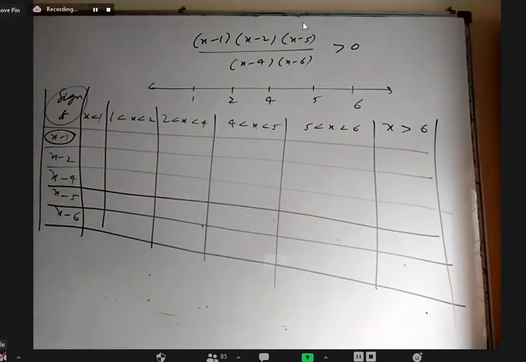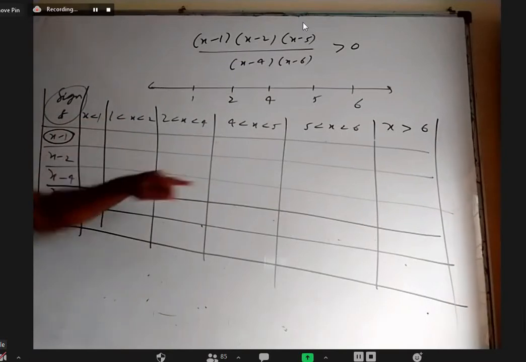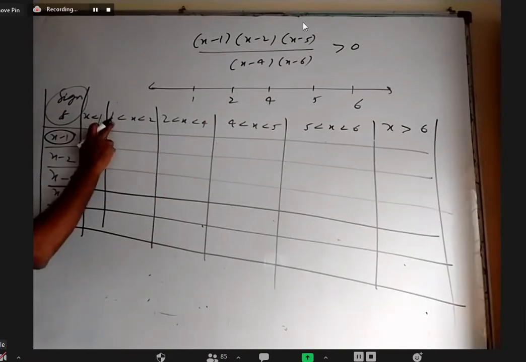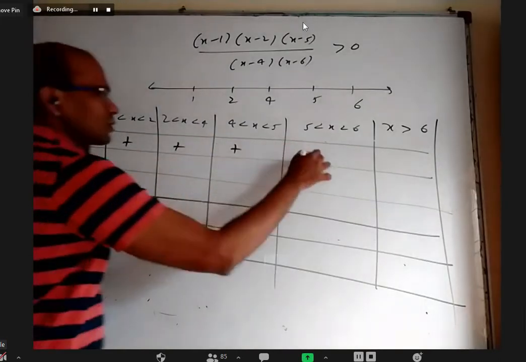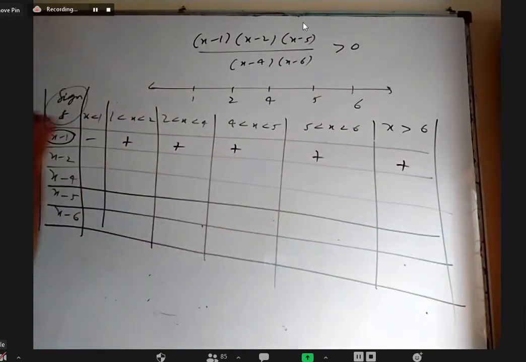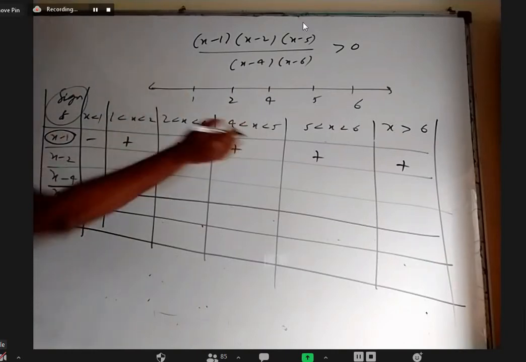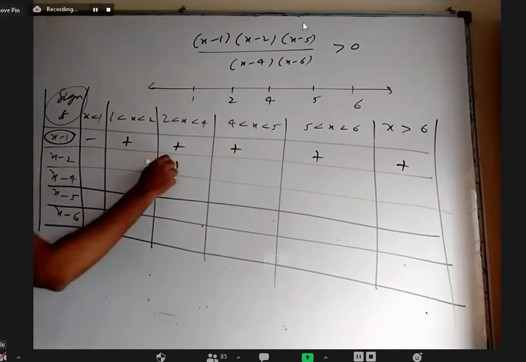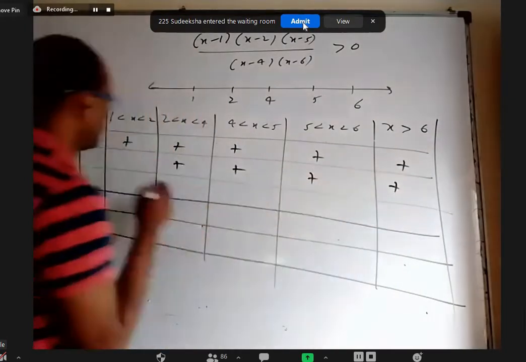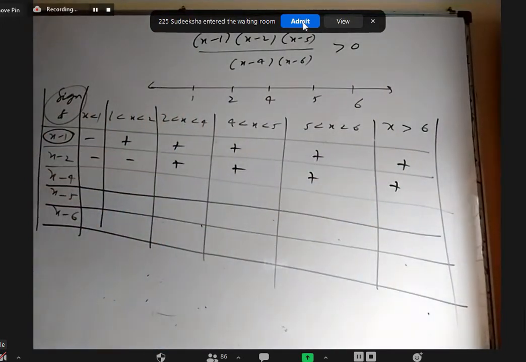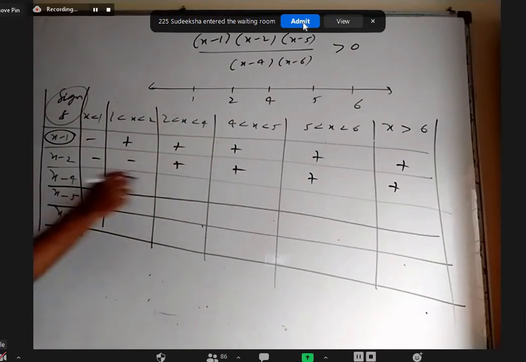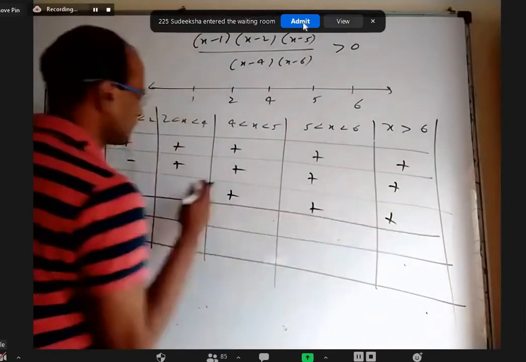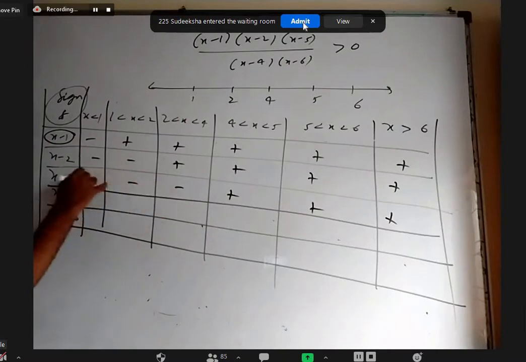X minus 1. Anything after 1, it will be positive. If you take a number after 1 or after 2, it will be positive. So positive at all these places, negative here. X minus 2. You take any number more than 2 and substitute in the place of x, it will be positive, and before 2, it will be negative. X minus 4, you take any number more than 4 and substitute here, it will be positive. Anything before 4, it will be negative.